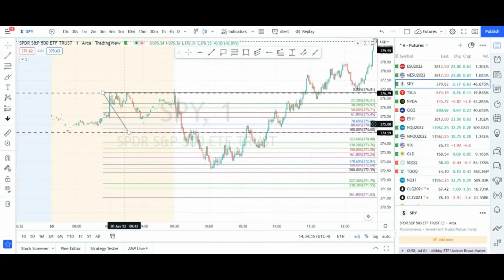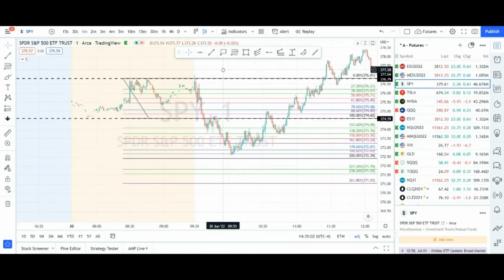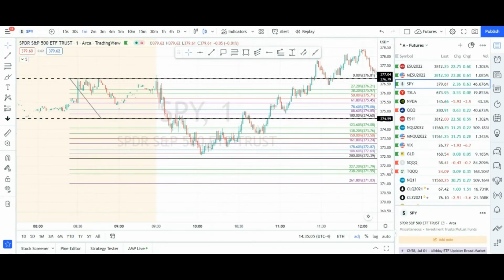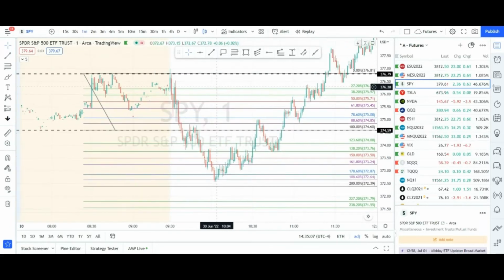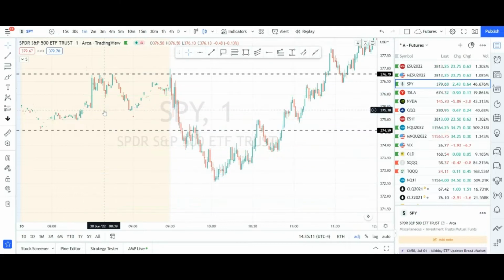So some of the traders mark these high and low levels of the pre-market, and after that, obviously the first target is 1.618%. And how to mark these levels, I told you that the pre-market high is this level.